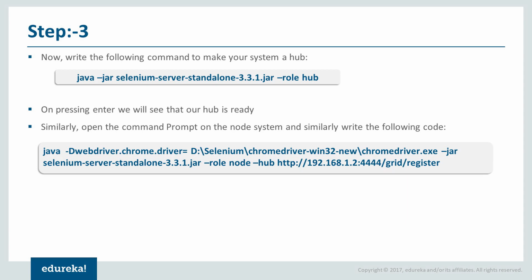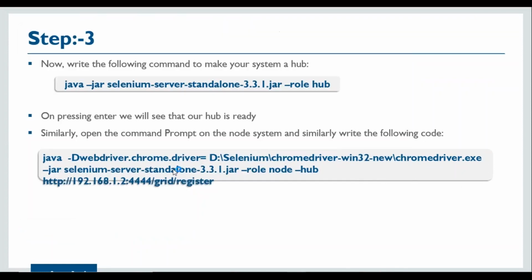Now we are going to set up your node. How do we set up a node? You have to go to another system. In my case, I'm not going to set up another system, but instead I'm going to use another command prompt and show you how it works. Your Selenium Grid Hub is now up and running, so I'm going to open another command prompt.